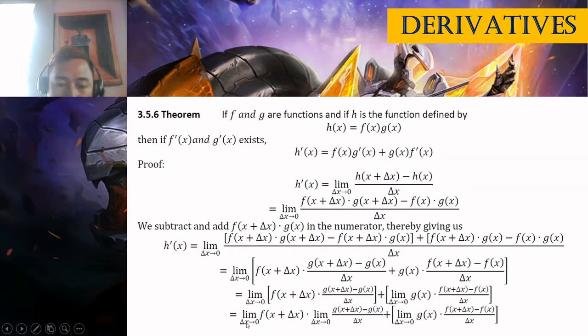Class, as delta x approaches 0, this becomes f of x. This one becomes g prime of x, the limit of g of x as delta x approaches 0, and that is g of x again. The limit of this other one becomes f prime of x.